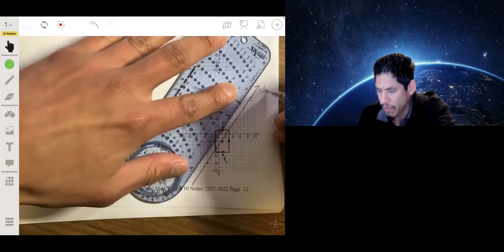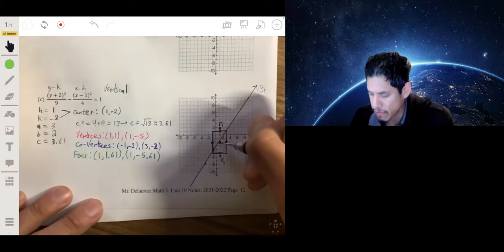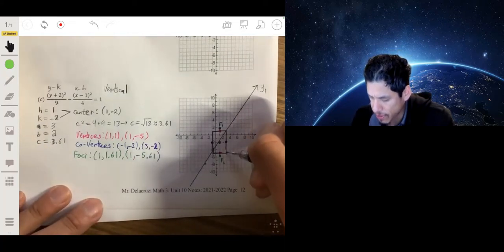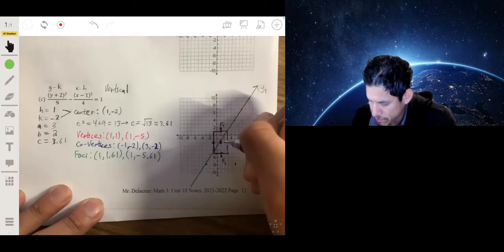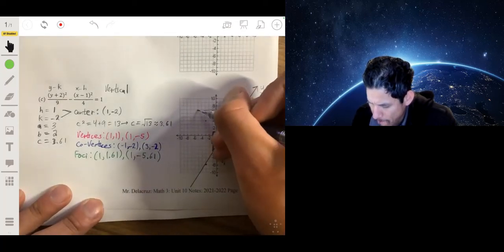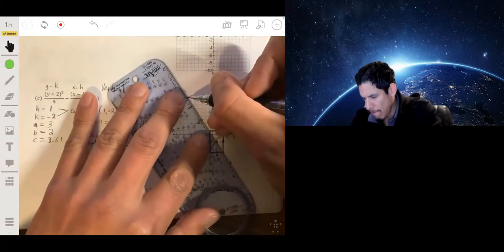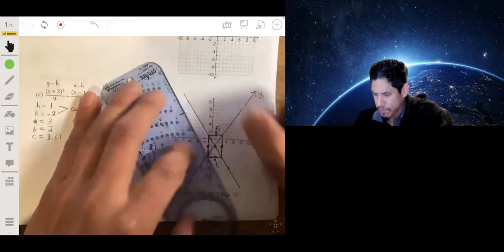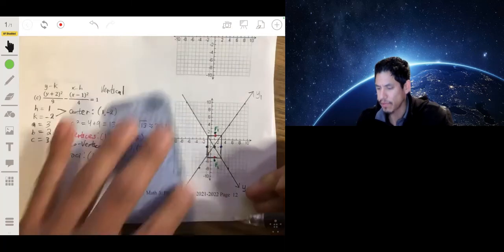We'll call that one y1, that'll be one of our asymptotes. And the other one going the other way, down 3 to the right 2, down 3 to the right 2, up 3 to the left 2. Call that y2.